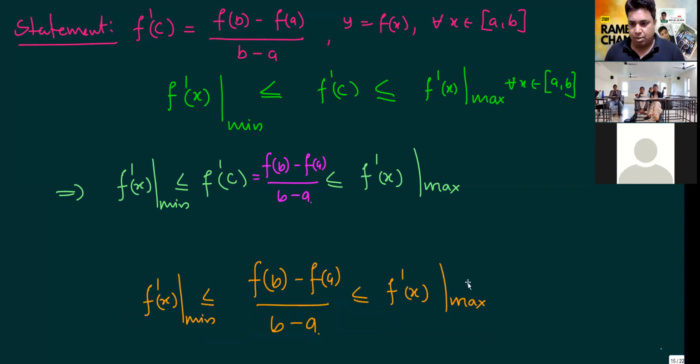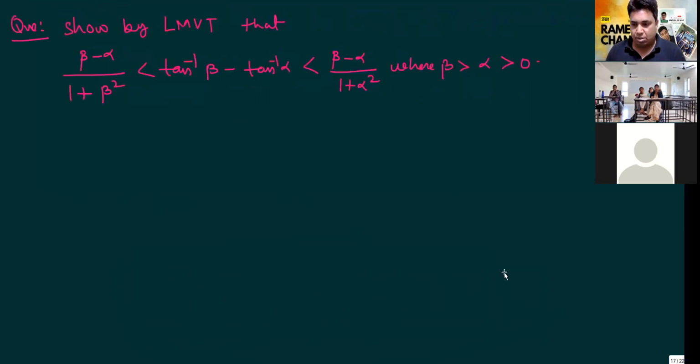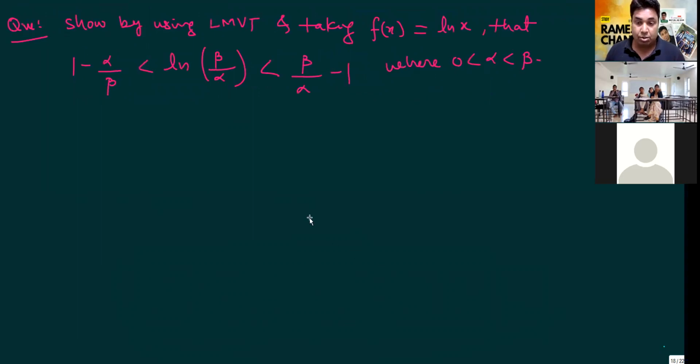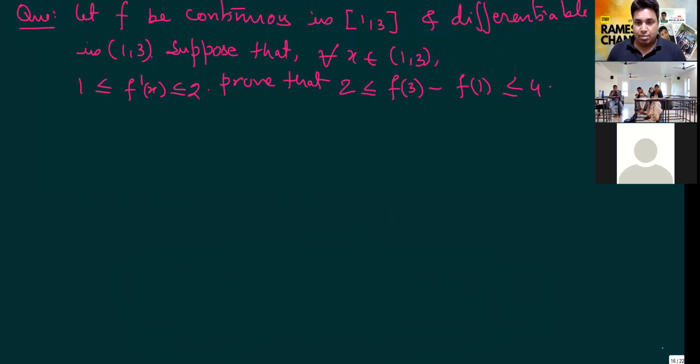There are a few questions based on this. You can try them at home. This is the first question. Let f be continuous in the closed interval 1 to 3 and differentiable in 1 comma 3. Suppose that for all x belonging to the open interval 1 comma 3, 1 is less than or equal to f dash x less than 2. Prove that. This is a basic example based on the theorem. This is the second question, and this is the third question. So these are 3 questions that you need to work on at home. Okay, kids, we'll meet you next session. Thank you, sir.